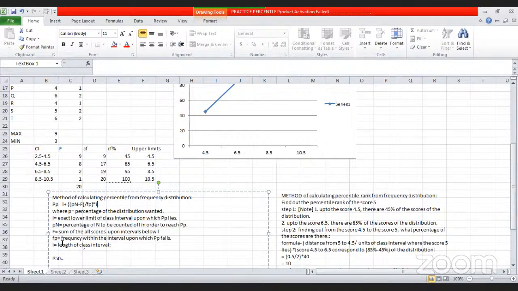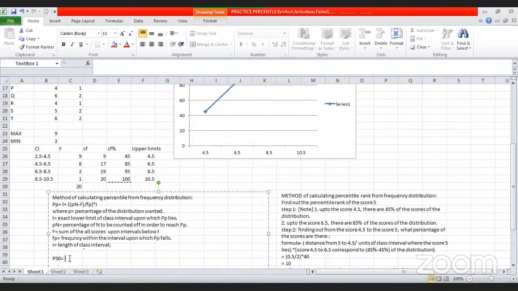And Fp is equal to the frequency within the interval upon which Pp falls. And small i is the length of the class interval. So now I will show you the calculation of P50. We need the score below which 50% of the scores are there in the distribution.